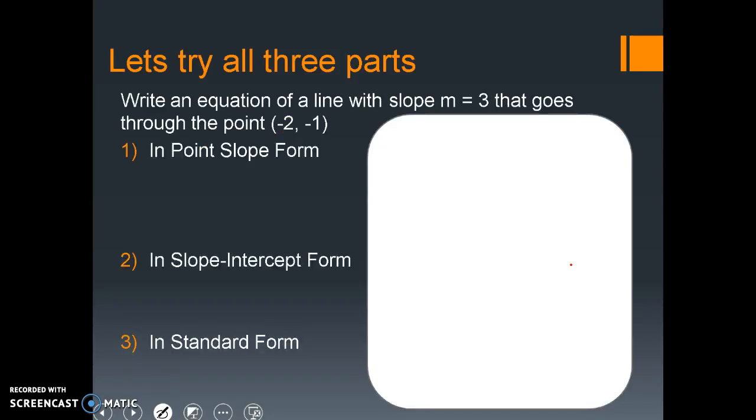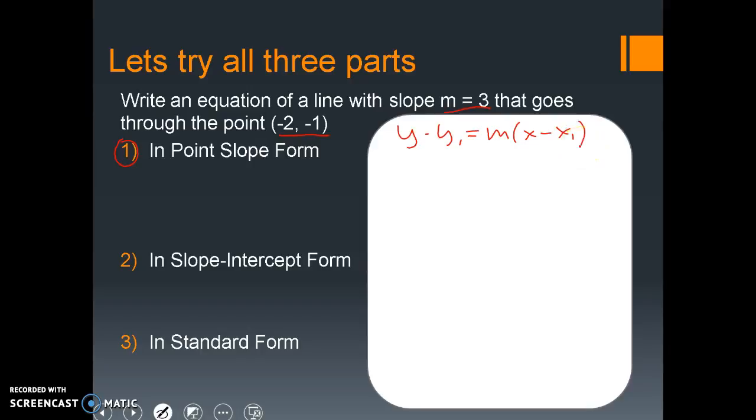So let's go to what you're going to be doing for homework tonight. For your homework assignment tonight, you're going to have 15 problems altogether, but the first 5 you're just going to put in point-slope form. So they're going to give you a slope, and they're going to give you a point. And all you have to do is put it in point-slope form. So remember, point-slope form is y minus y1 equals m times x minus x1.